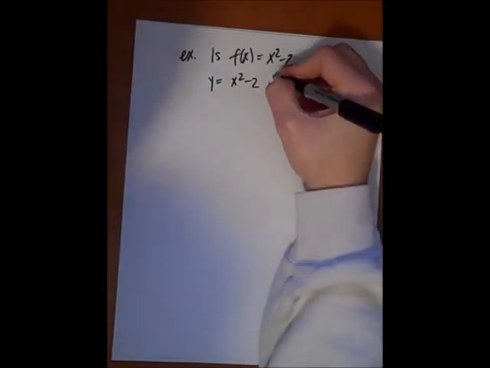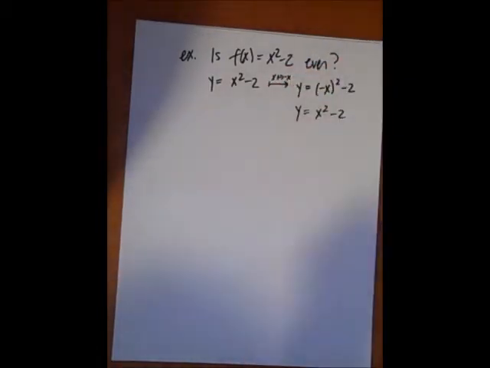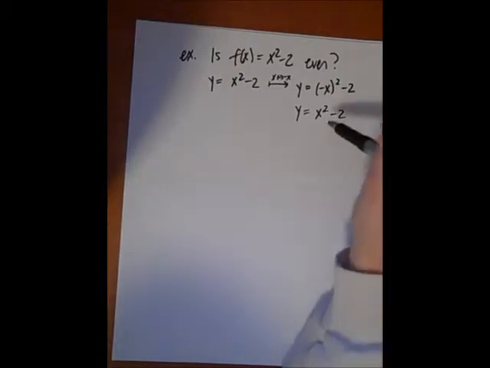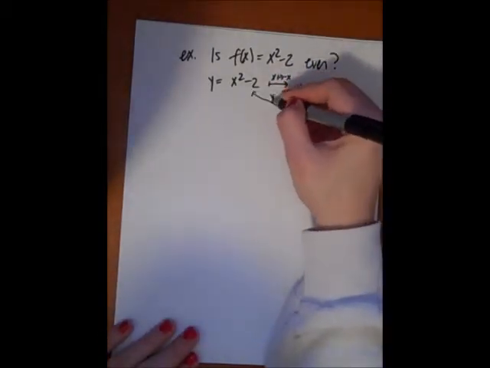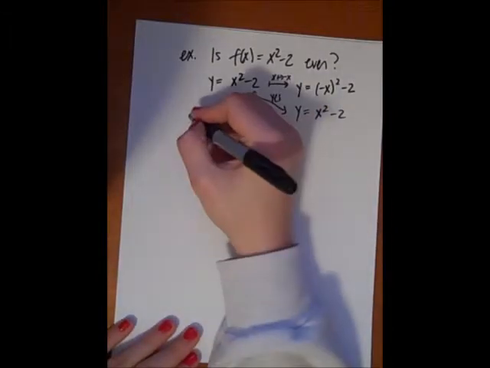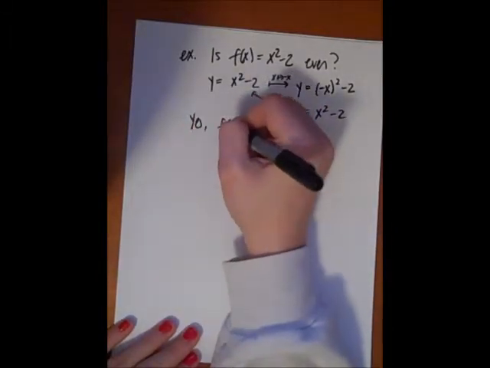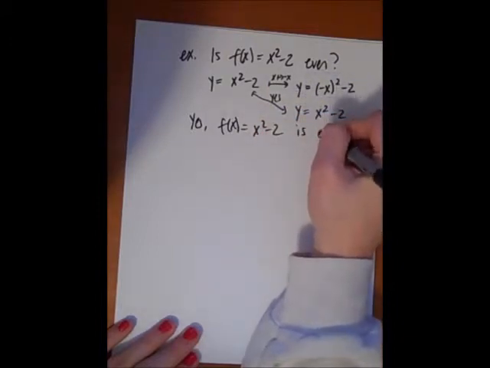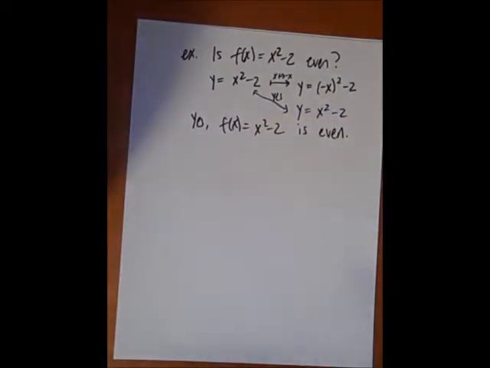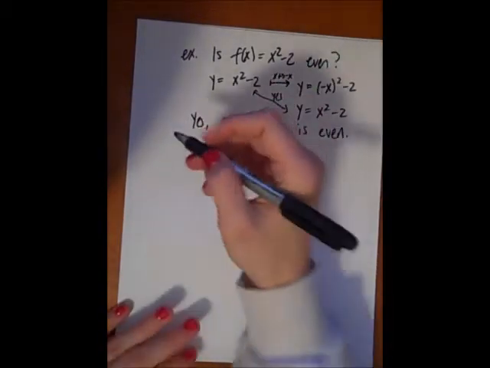Between these steps, this was where x went to negative x. Now I compare: are these two equations the same? Yes, they are the same. So the answer is yes, f of x equals x squared minus 2 is even. When I replaced x with negative x, I got the same equation. That tells me that, yes, this is even.